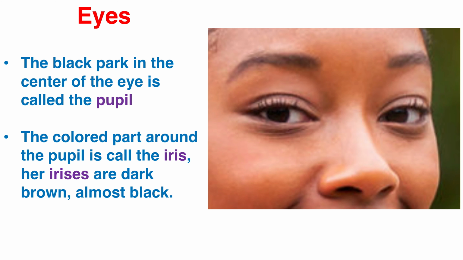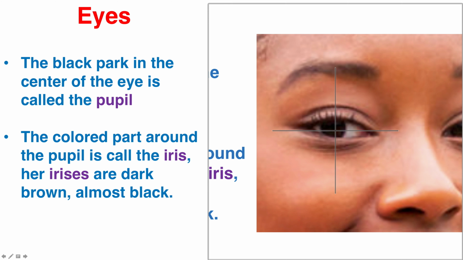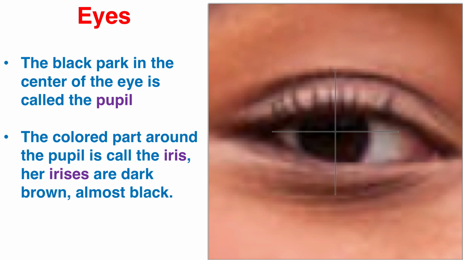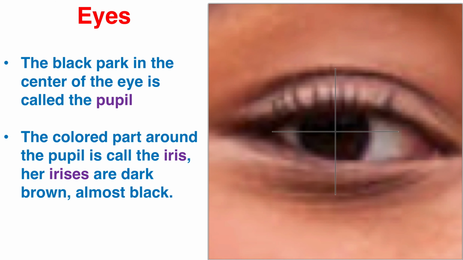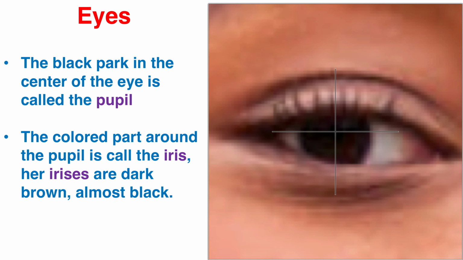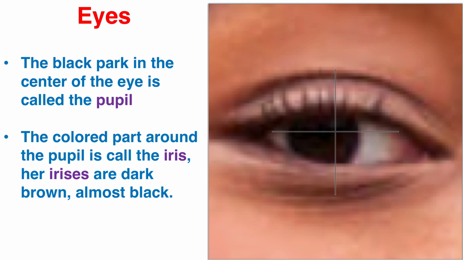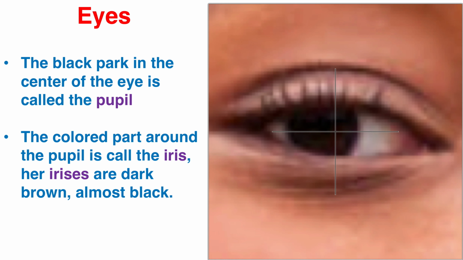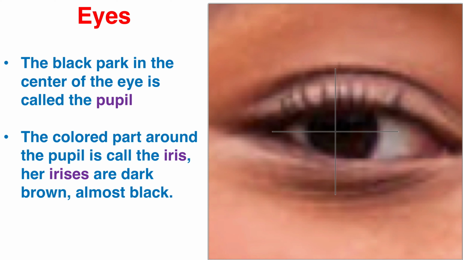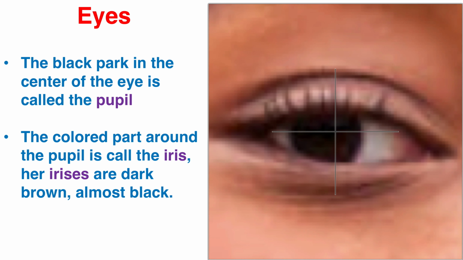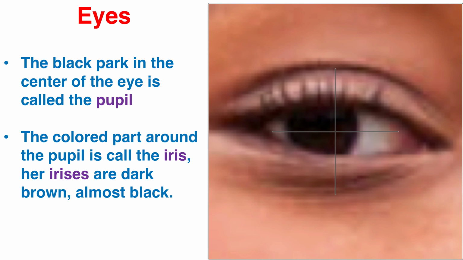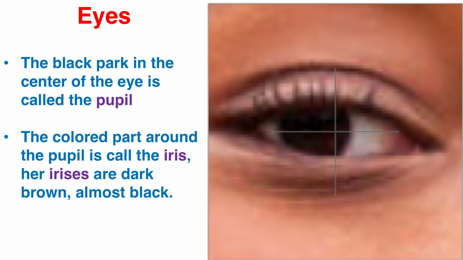So what adjectives did you use to describe her eyes? I'm going to zoom in here. All right, so here is her eye. This black part here is called the pupil. And then this part here that's responsible for the coloring of the eye is called the iris. So she has a normal black pupil with very dark brown irises, almost black.